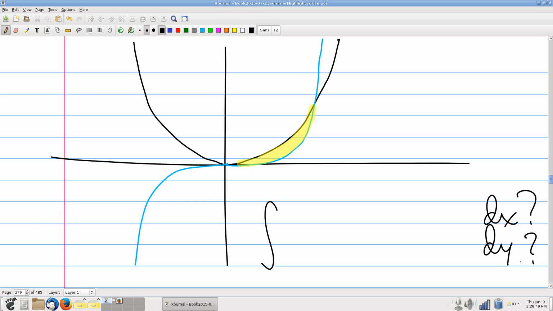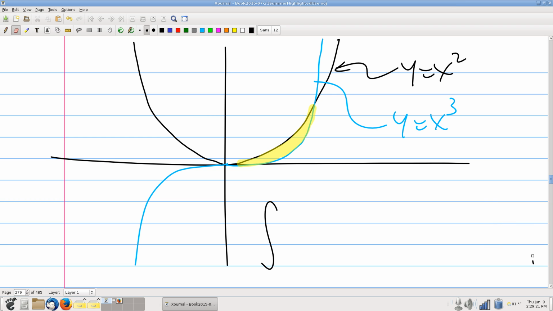This kind of matters a little bit. It's not a deal breaker either way, but I have a definite preference. Keep in mind, whichever one you do on the inside, you're going to have to solve for that in terms of the other one, the one that's on the outside. So looking at these two equations, would you rather solve for y in terms of x or x in terms of y? Clearly we want to solve for y, right? So that means we want y on the inside.